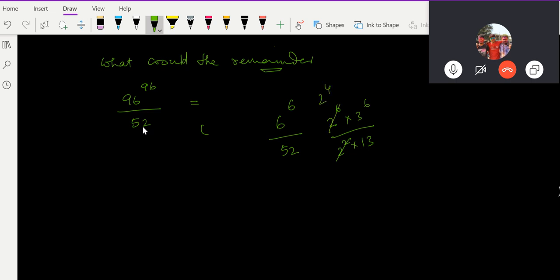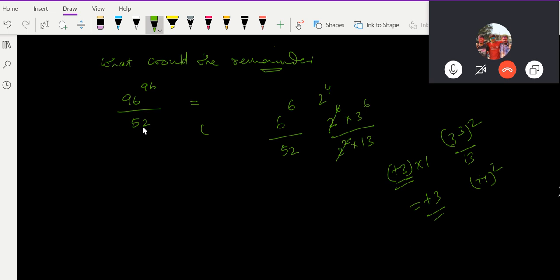So 2 to the power 4 means 16 by 13 is plus 3, and 3 to the power 6 means 3 cube square, right? By 13, which is 27 by 13, that means plus 1 square, which is 1. So plus 3 into 1 is 3. Right?